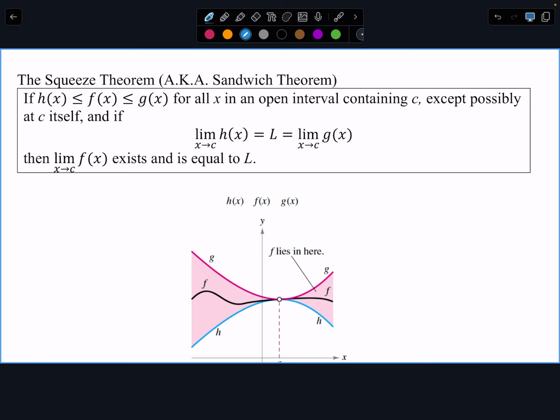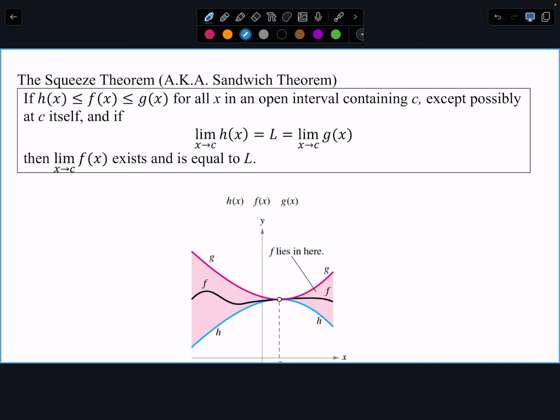Squeeze theorem. Also known as sandwich theorem in certain texts. Maybe countries, I don't know. Now what squeeze theorem says is, let's say we have three functions that have this relationship. So if you have three functions such that f of x is greater than or equal to h of x, so all the y values for the function f are greater than or equal to the y values for the function h, and all the y values for the function f are less than or equal to the y values for the function g.